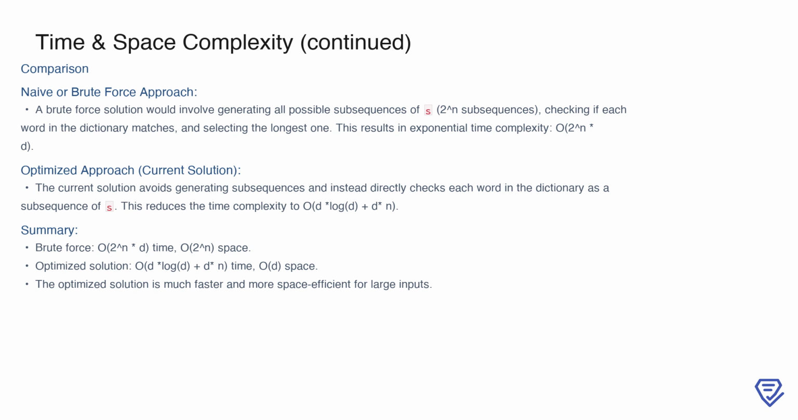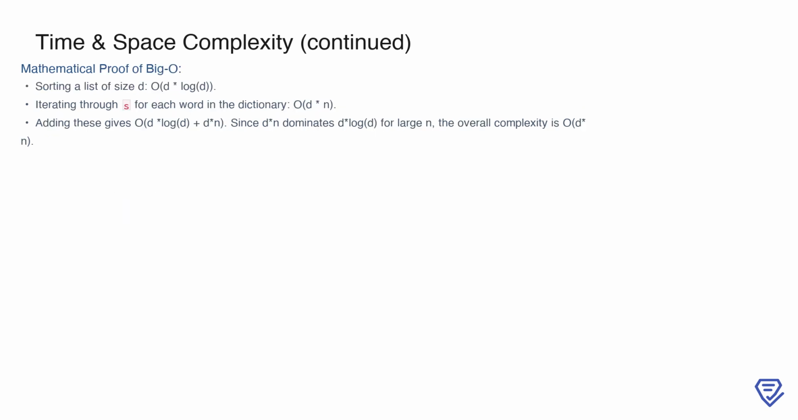In contrast, the optimized solution avoids this inefficiency by directly checking each word in the dictionary against s using the is_subsequence function. This approach reduces the time complexity to O(d log d + d*n), and the space complexity to O(d). Clearly, the optimized solution is significantly faster and more space efficient, especially for larger inputs where the brute force method becomes computationally infeasible. Finally, let's solidify our understanding of the time complexity with a mathematical proof.